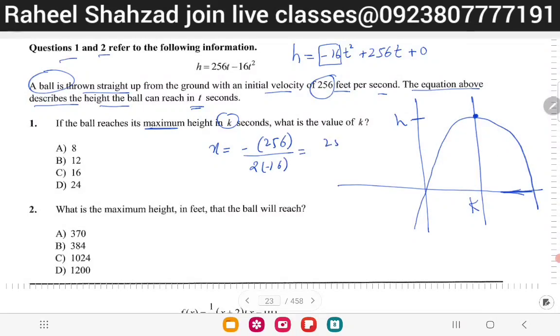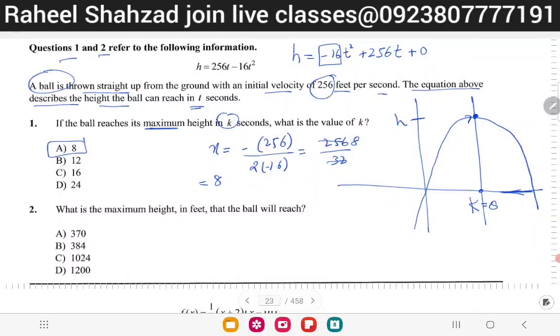So that is equal to 256 divided by 32. 8 times 32 is 256. So that is equal to 8. So k is 8. You could say in 8 seconds, the ball will be at its maximum height. So your answer is option A.